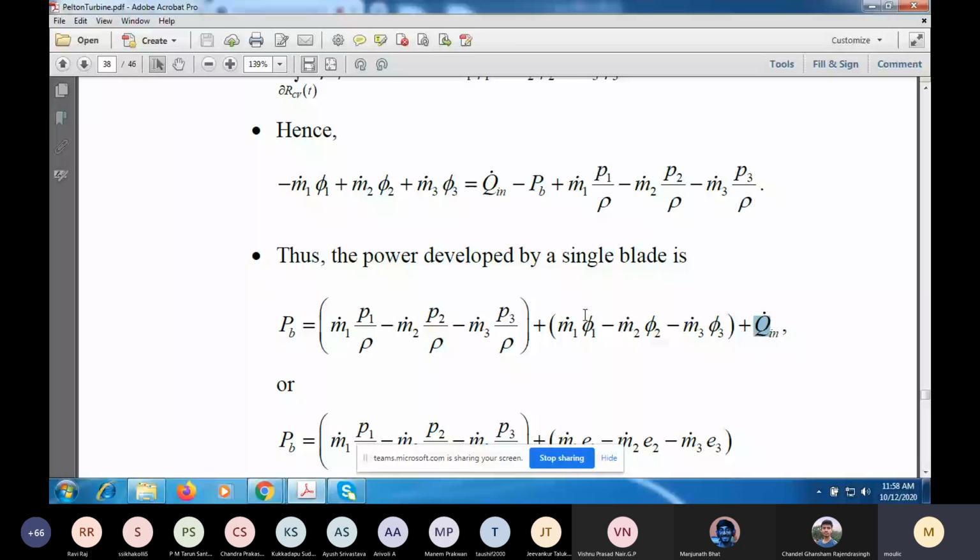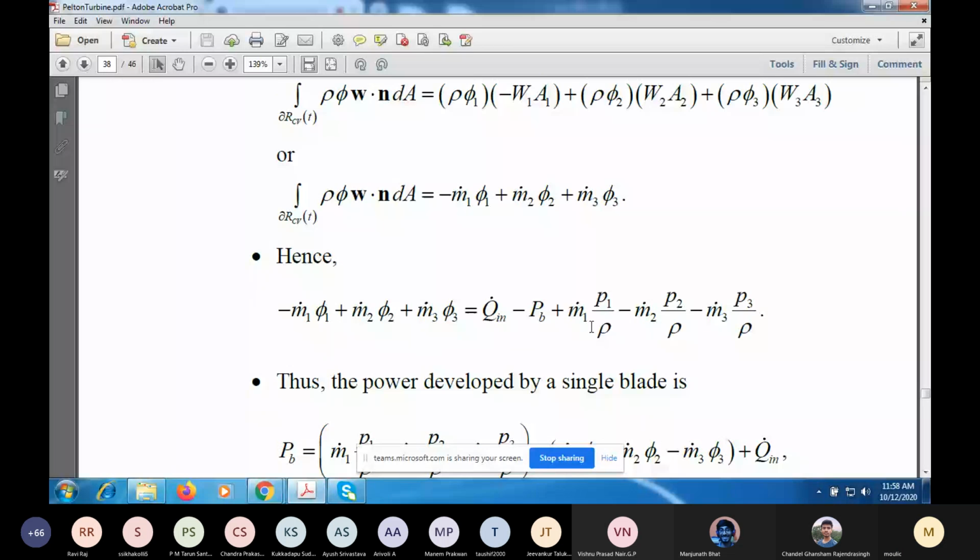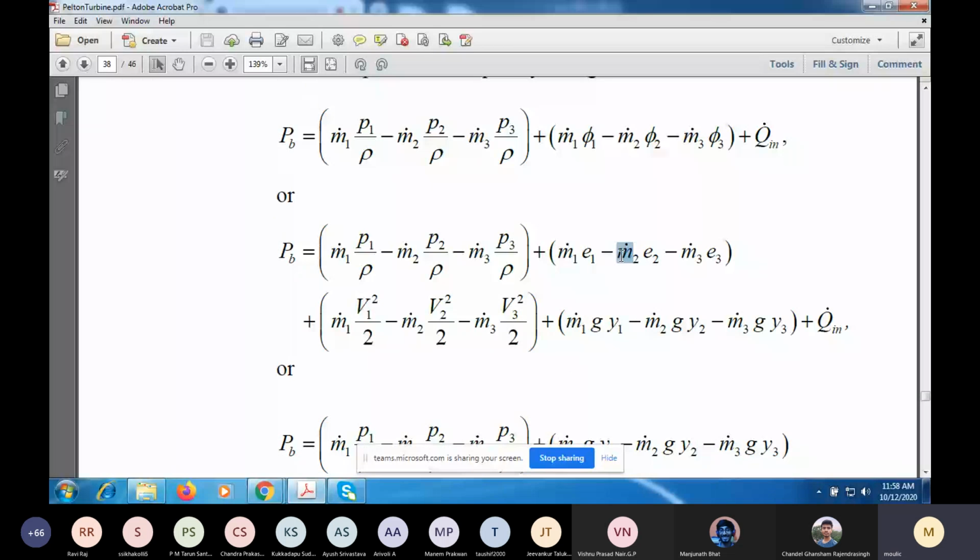So I can write this as a sum of a group of terms involving internal energy, a group of terms involving kinetic energy, and a group of terms involving potential energy. So you have terms on the right hand side: one involving the pressure change, one involves the change in internal energy, one involves the change in kinetic energy, one involves the change in gravitational potential energy, and the other involves the heat which is being added.